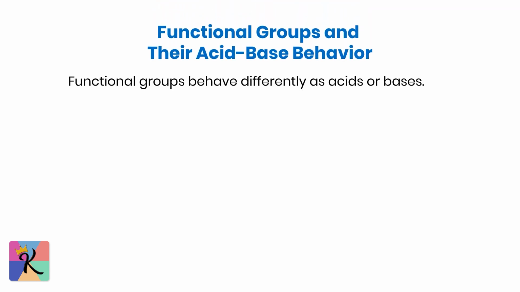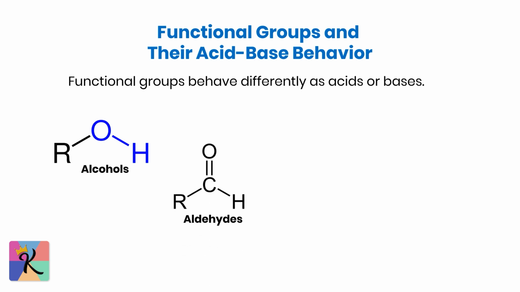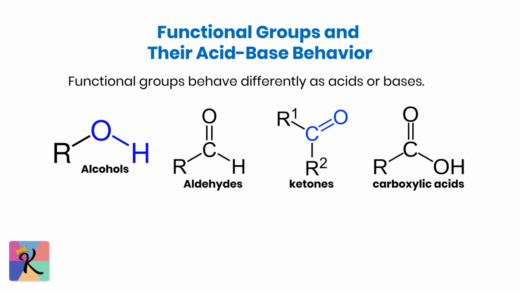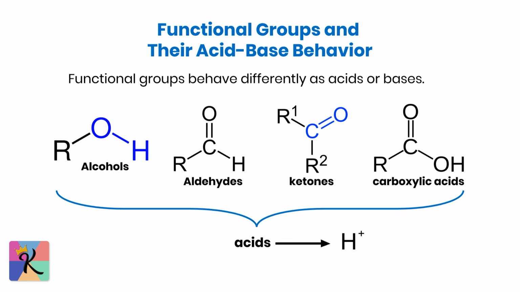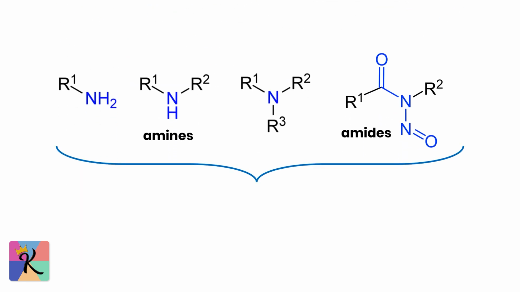Functional groups behave differently as acids or bases. Alcohols, aldehydes, ketones, and carboxylic acids act as acids because they can donate protons. In contrast, amines and amides are basic due to their ability to accept protons or donate a pair of electrons to form coordinate covalent bonds.